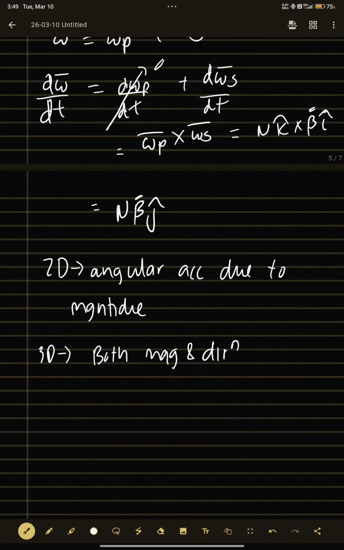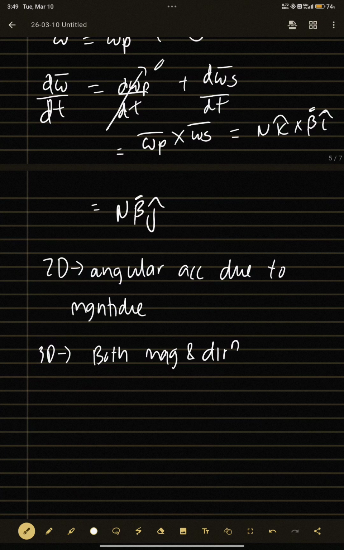Chapter 7, example problem. Okay, moving on to the second part, third part, velocity of point A. What is velocity of point A?